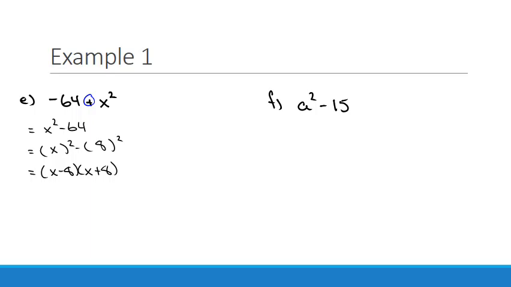Great. F. Check it out. Two terms. There's a subtraction, so this should be a nice easy one. What times itself equals a squared? A does. What times itself equals 15? Yeah, I don't know either. Nothing, right? There's going to be a running decimal. So in this case, again, we can't use difference of squares. We try a different method. There won't be anything that works here either, so we'd consider this one prime.